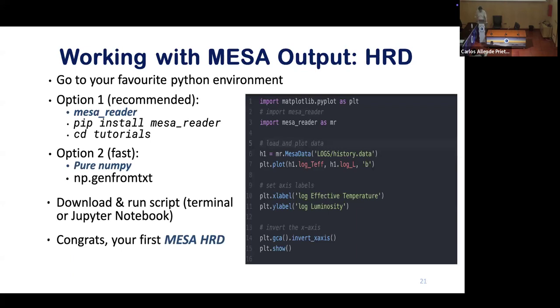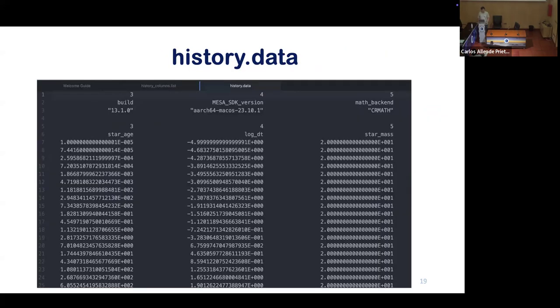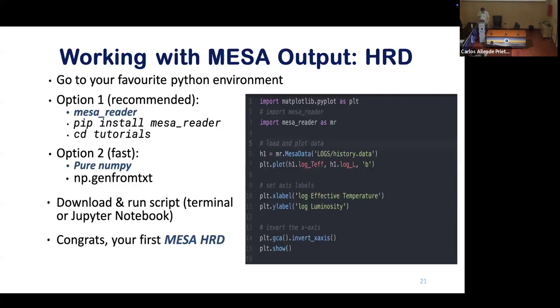And this is already the last step. Now you have this output. What do you do with it? I mean, you can look at the table and hope you will have any knowledge from it, but this is not how we do it. So what you can do is you can go to your favorite Python environment. Doesn't really matter which one it is. And then there are 2 options. Option 1 that I personally recommend is the so-called MESA reader, which is a library in Python, a very lightweight library in Python that you can just pip install. Or the second option is pure NumPy, which uses np.genfromtxt, which also works very, very nicely.